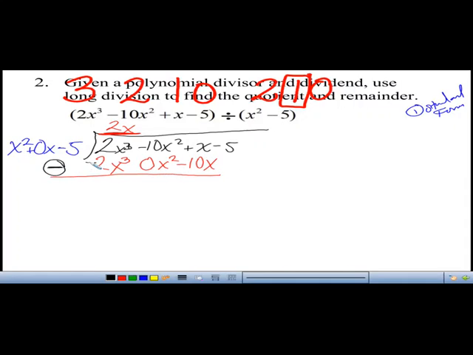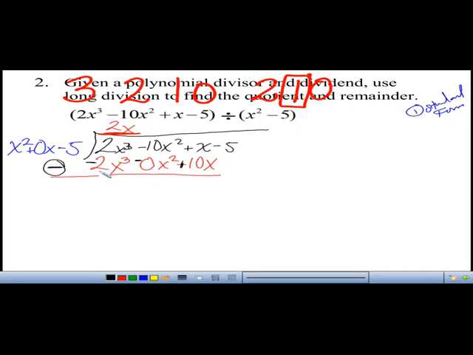So we change this to negative. I'm going to do this one just to change it, and this becomes a positive. Because if you don't put this sign right here, I can almost assure you, because of the pressure and also time or whatever, you're going to probably forget to distribute that negative.